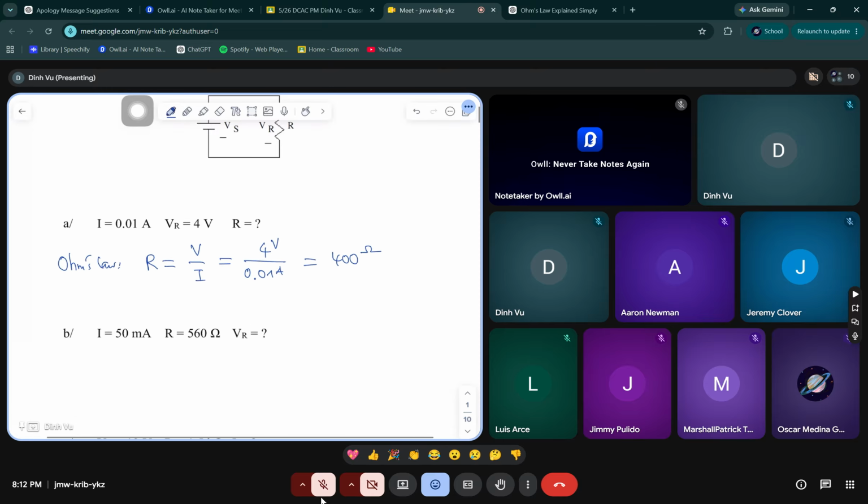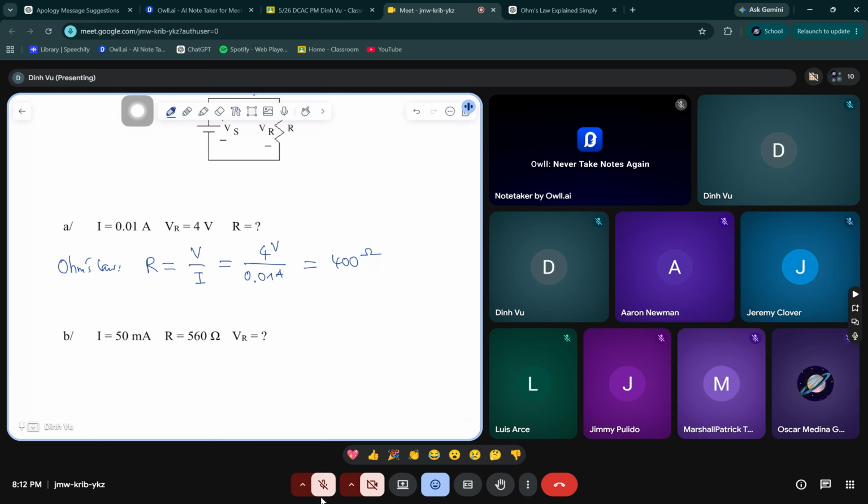Now, question B. Current I, 50 milliamp, R, 560 ohms. Calculate the voltage. 28 volts. Yeah, 28 volts.